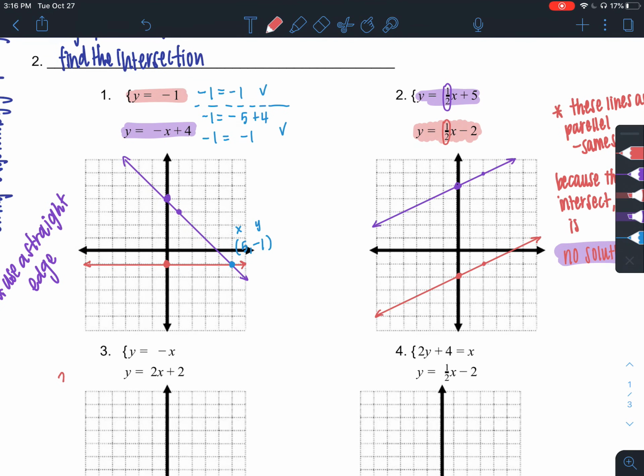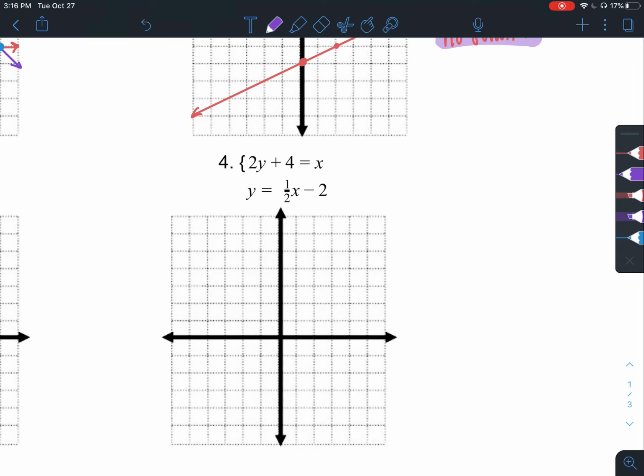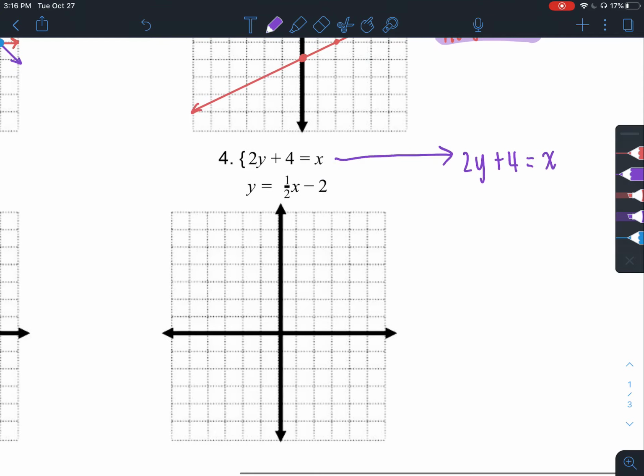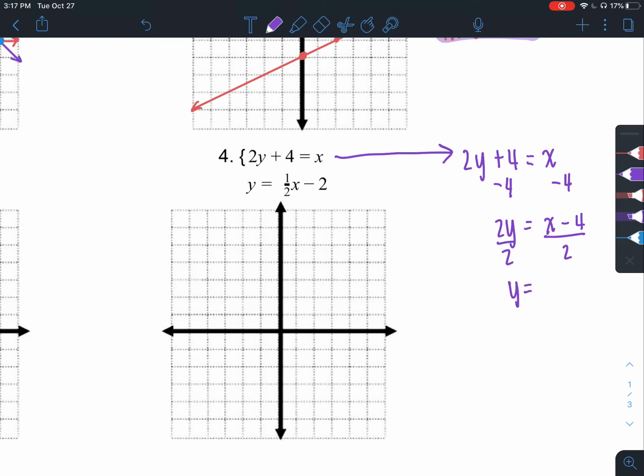I'm going to leave the third one for you to do on your own. All right, and then let's look at this fourth one here. So this is not very easy to graph yet, so let's go ahead and rearrange that equation. So we get y by itself, so it's in y equals mx plus b form. Subtract 4 from both sides. So we get 2y equals x minus 4. Divide by 2. And I get y equals 1/2 x minus 2, because I have to divide everything by 2 there. So this is my first equation.